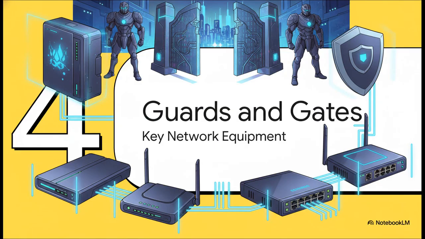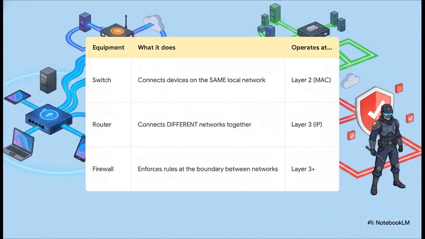So we've got this whole layered journey for our data, which is pretty amazing. But what's the actual physical hardware that's doing all this work? Let's talk about the guards and gates of the network. Okay, so there are three main players you need to know about. First, you have a switch. Its job is to connect devices that are on the same local network. It's the traffic cop for the neighborhood, using those layer 2 MAC addresses.